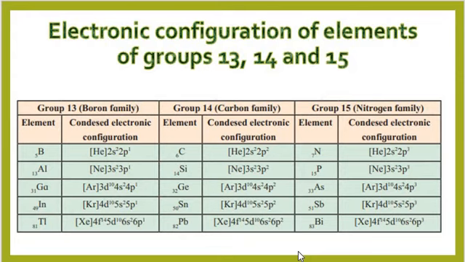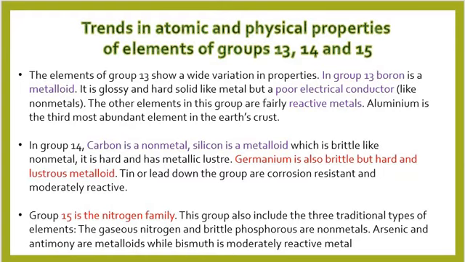Group 15. Group 15 is the nitrogen family. This group includes three traditional types of elements. It has nitrogen, which is gaseous, phosphorus, which is a brittle solid non-metal, arsenic and antimony, these two are metalloids, and bismuth, which is a moderately reactive metal. So we see a variety of elements in group 15.